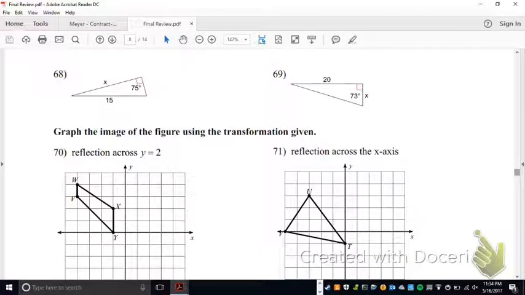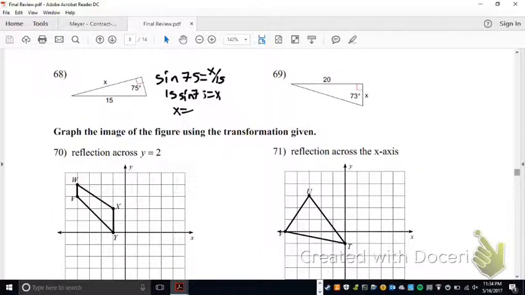We got two more, 68 and 69. Again, we're looking for that missing side. Now, when looking at 68, we've got the opposite. I put cosine, and that's wrong. It's sine. Let me get through this, and then I can go back and erase it. Oh, I recognize my mistake. So sine, because we have opposite over hypotenuse.